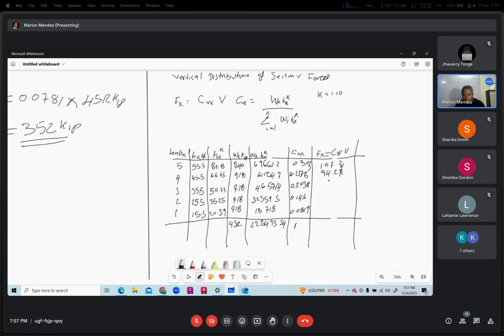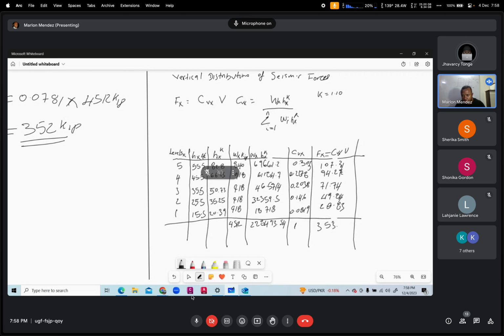17319427. This becomes 71.7. This becomes 49.84. This becomes 28.83. When you add back all of this, you're supposed to get back your base shear, which is that 2.